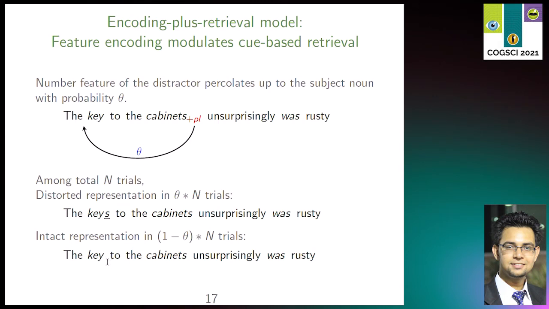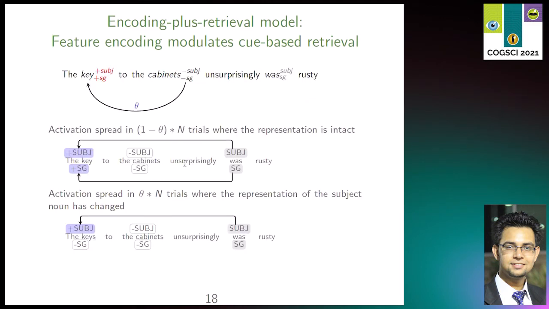Now the cue-based retrieval process takes place on either of these representations based on whether the feature has percolated or not, right? So for example here, when the representation is intact, the key receives activation through both the subject and the singular cue, right? But in the trials where the representation of the subject noun is changed, the key receives activation only through the subject cue. So that's how the activation profile changes based on the feature percolation, right?